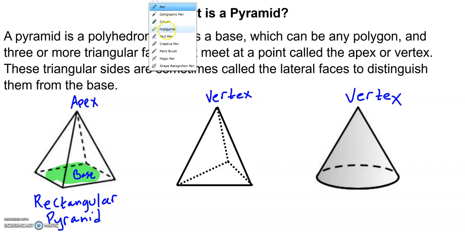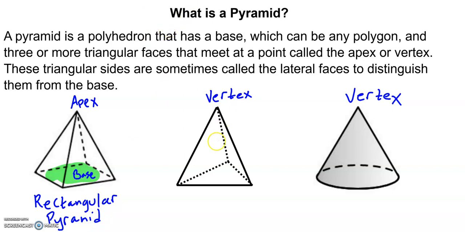The one on the right, if we look, the base is a triangle. There is my base. The top again is called the vertex. The lateral faces are triangles. There's three of them. And this is a triangular pyramid. Triangular pyramid. I forgot how to spell triangular there for a minute.